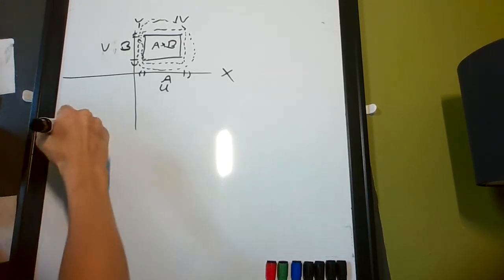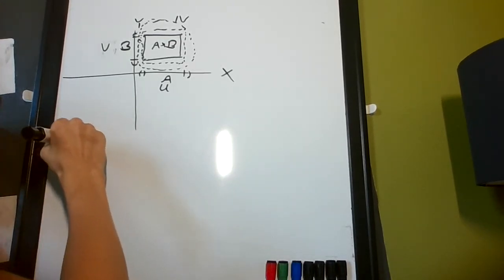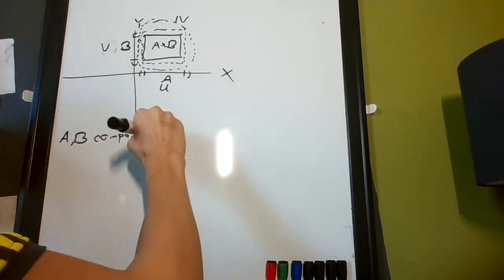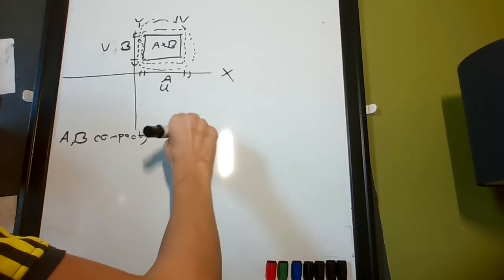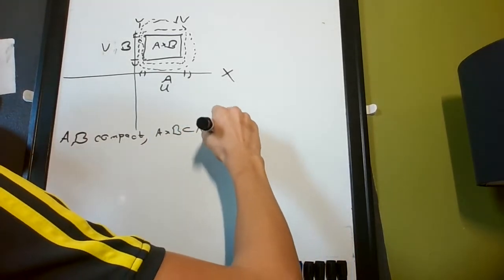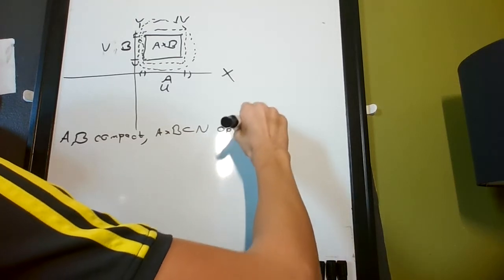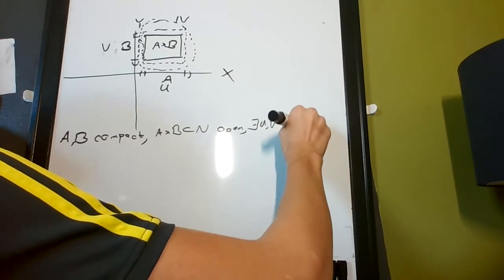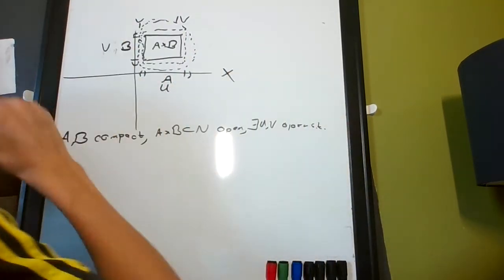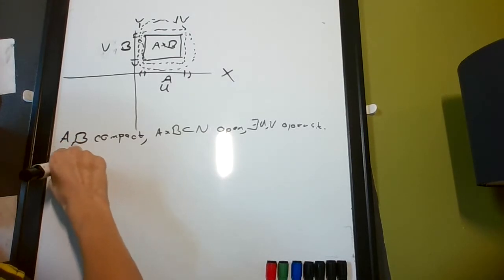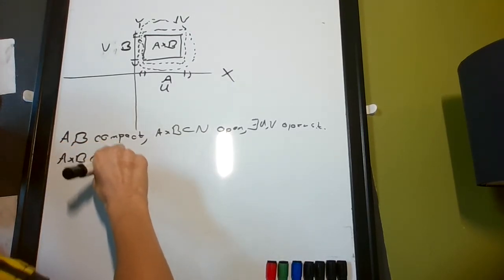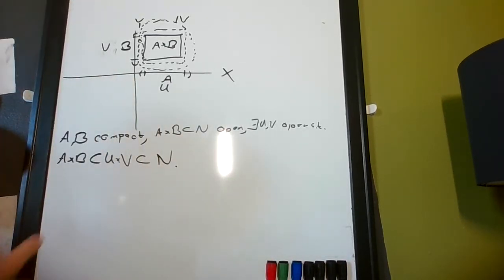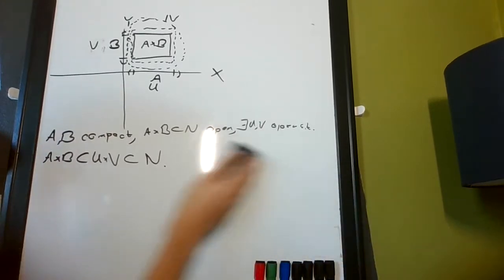So, the thing says is that if A and B are compact, A cross B is a subset of N open, there exist U, V open such that A cross B is a subset of U cross V is a subset of N. That's what the generalized tube lemma says. So now, let's prove it.